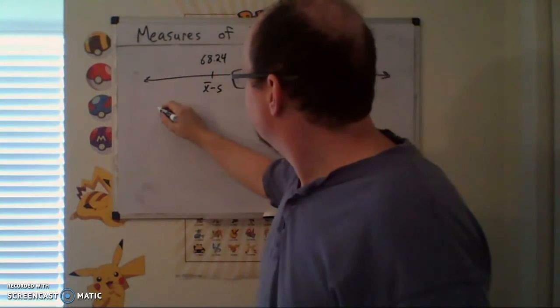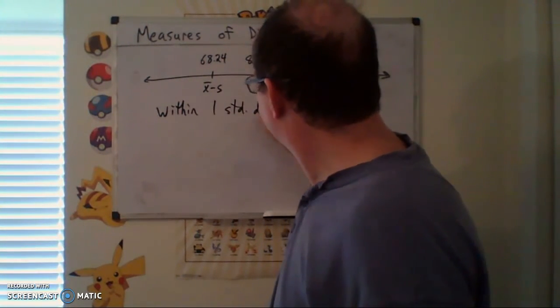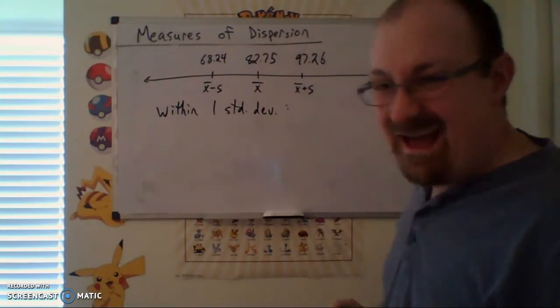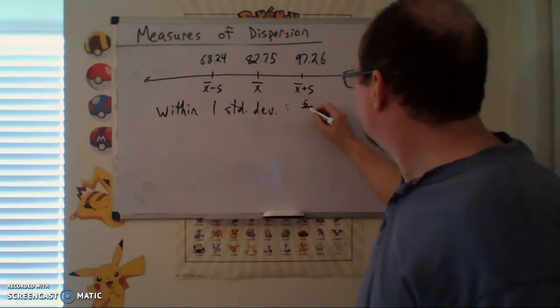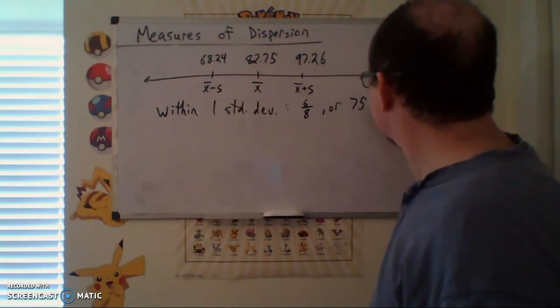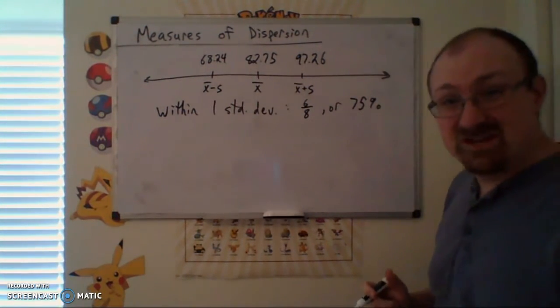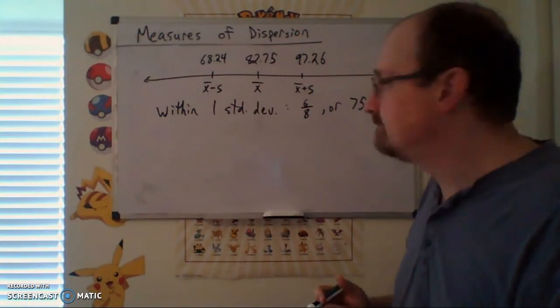So within one standard deviation, we have 6 out of our 8 scores. So 6 out of 8, or if you were wanting a percentage, 75% of our data scores lived within one standard deviation of the mean.